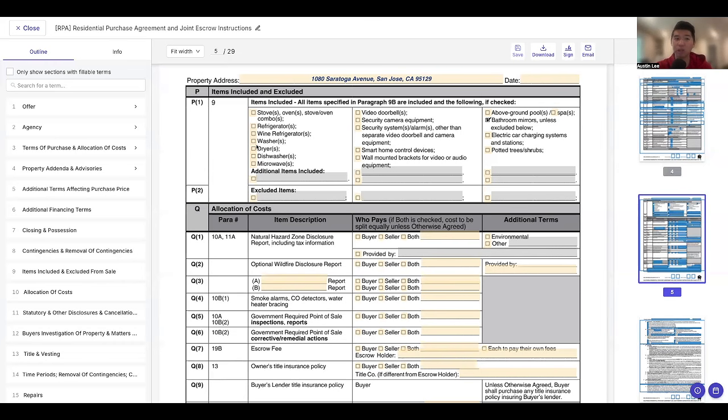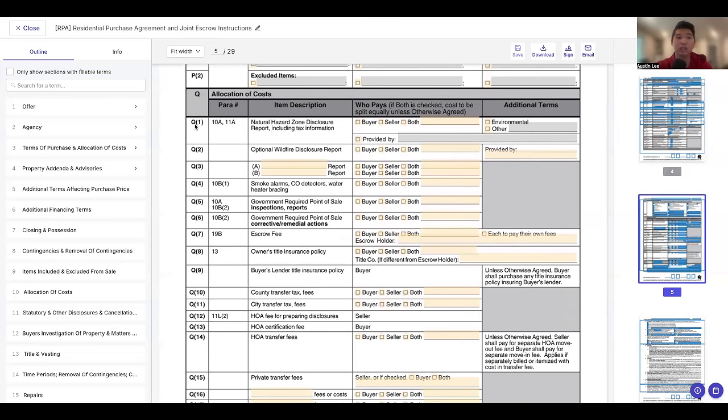And if you don't want them, you would uncheck them so the seller can remove them for you. So it's pretty straightforward here. All right, section Q is going to be the allocation of costs. So these are generally like the closing costs.